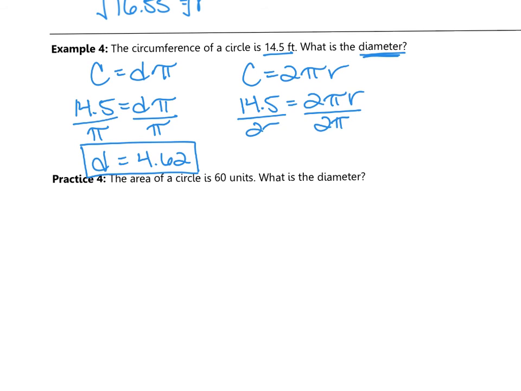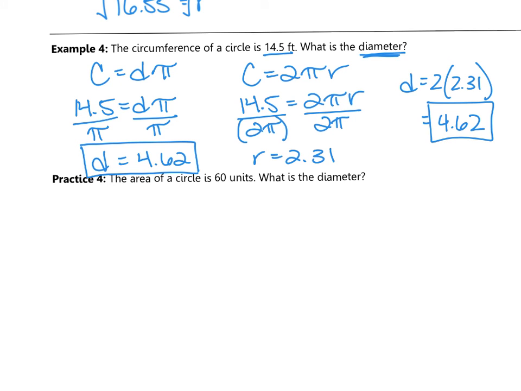Now, the only problem with this is when you do it in your calculator, you need to make sure that full 2 pi is in the denominator. So you're going to have to put parentheses around it when you divide, okay? So 14.5 divided by 2 pi, make sure you include those parentheses, and that's going to give you a radius of 2.31. But remember, we don't want the radius, we want the diameter. And to find the diameter, you need to double your radius. So 2 times 2.31, and that'll give you that 4.62 that we found earlier.